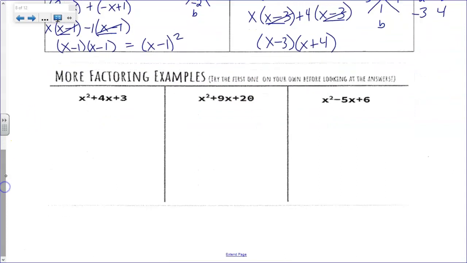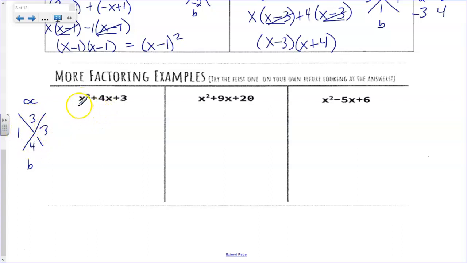Okay, let's look down here and let's do a couple more. All right, we're going to draw our x. We're going to have a times c and b. So 1 times 3 is 3. Our b is 4. The factors of 3 are 1 and 3. That's all they are. So 1 times 3 is 3. 1 plus 3 is 4.